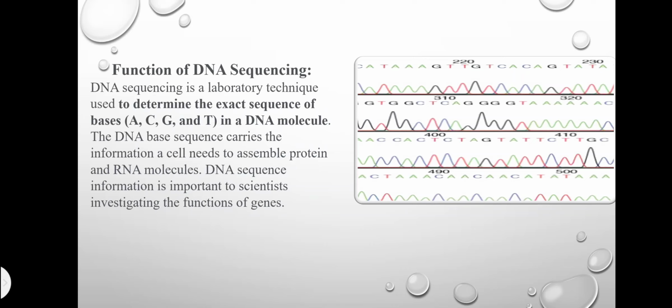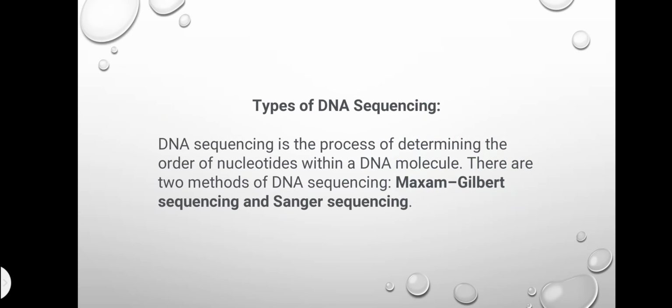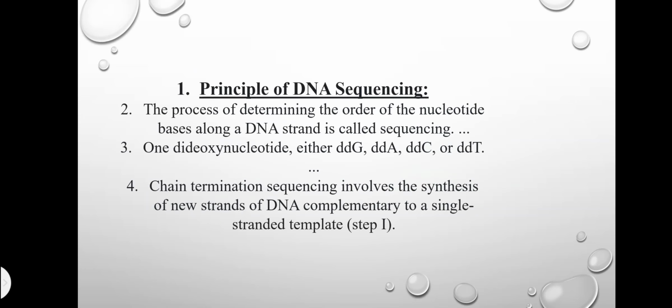Now we discuss the function of DNA sequencing. DNA sequencing is a laboratory technique used to determine the exact sequence of bases, which includes adenine, cytosine, guanine, and thymine in a DNA molecule. The DNA base sequence carries the information a cell needs to assemble protein and RNA molecules. DNA sequence information is important to scientists investigating the functions of genes. Basically, DNA sequencing comprises two methods: first is Maxam-Gilbert and the second one is Sanger sequencing.